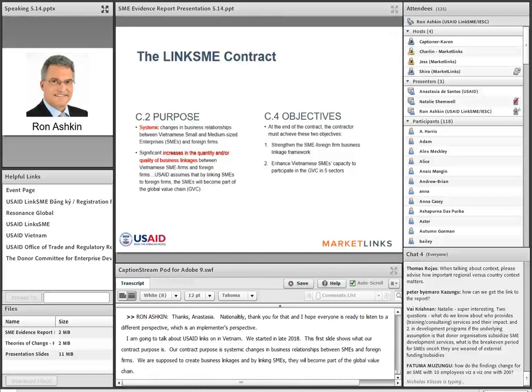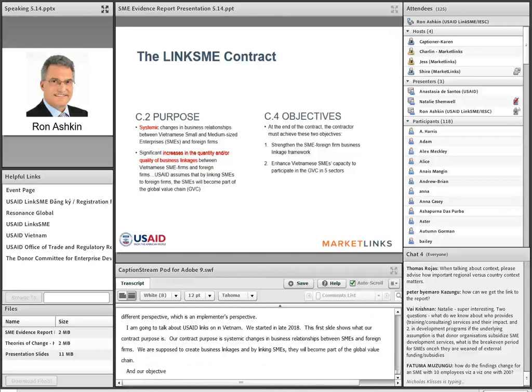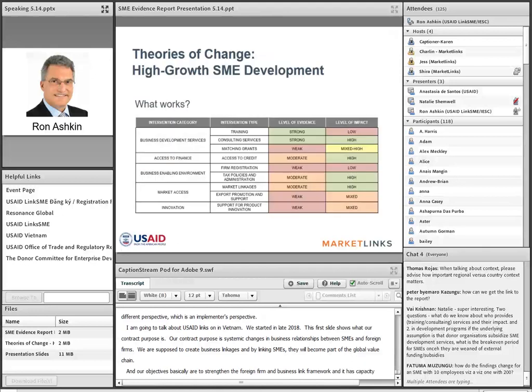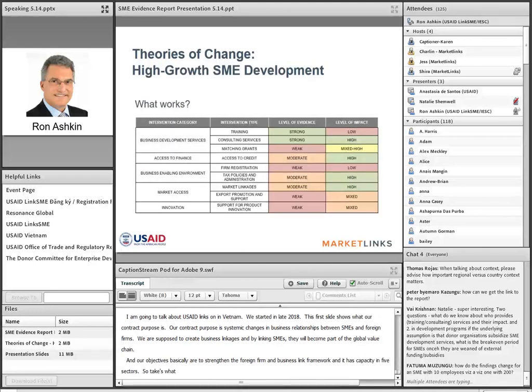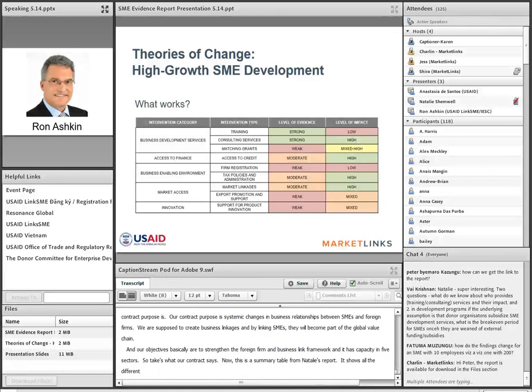Our objectives basically are to strengthen the foreign firm and SME business linkage framework and enhance capacity in five sectors. So that's what our contract says. Now, this is the summary table from Natalie's report showing all the different intervention categories and types, levels of evidence, levels of impact. Well, here's where LinkSME sits.